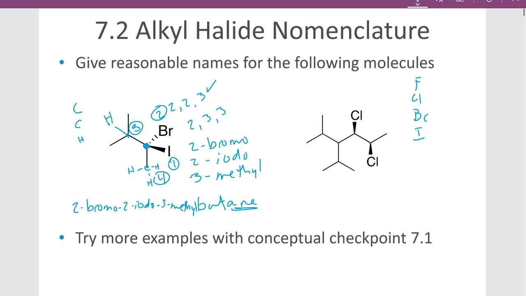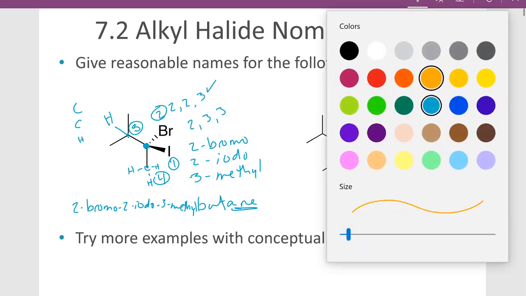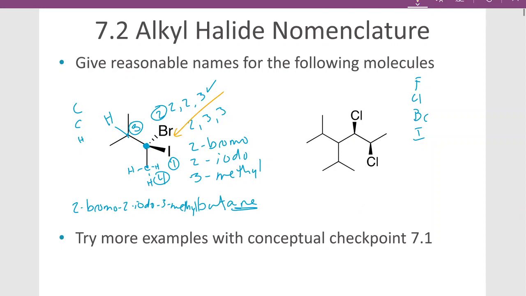Remember, to do R and S, we need the lowest priority group pointing away from us. We could just look straight down this path here, kind of like we were going to draw a Newman projection, and then that methyl group would be pointing away. So it would be 1 to 2 to 3, so this would actually be the S configuration. Since we only have one chiral center here, we don't need to put a number in front of it. If you don't believe me, get a model kit out and make a model of this molecule and prove that to yourself.